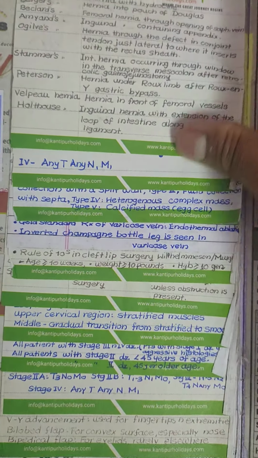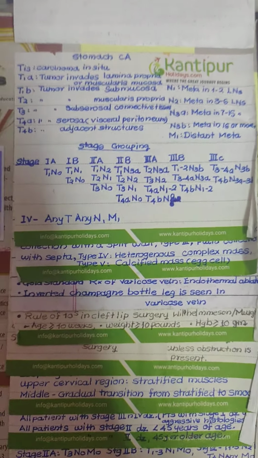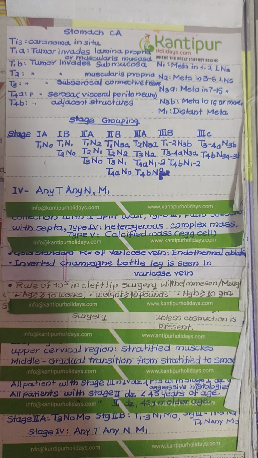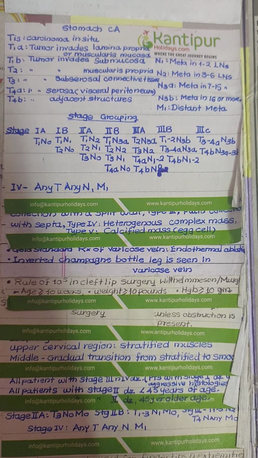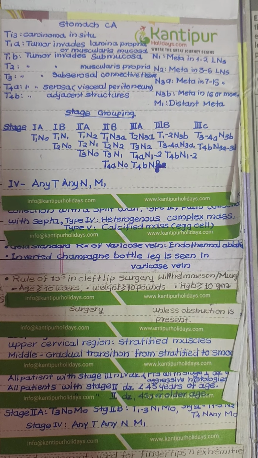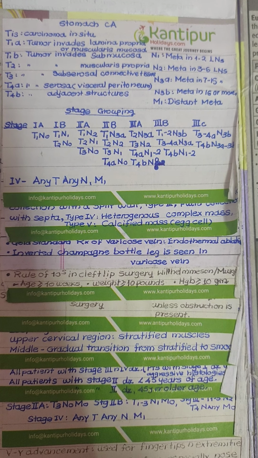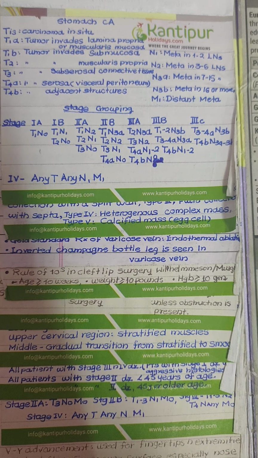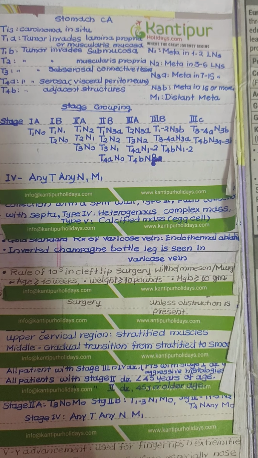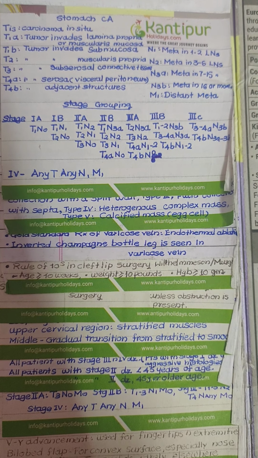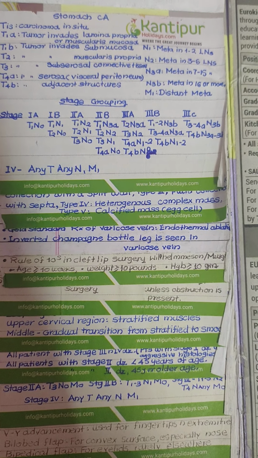Another note. Stomach carcinoma. Tis: carcinoma in situ. T1a: tumor invades lamina propria or muscularis mucosa. T1b: tumor invades submucosa. T2: tumor invades muscularis propria. T3: tumor invades subserosal connective tissue. T4a: tumor invades serosa, visceral peritoneum. T4b is tumor that invades adjacent structures.